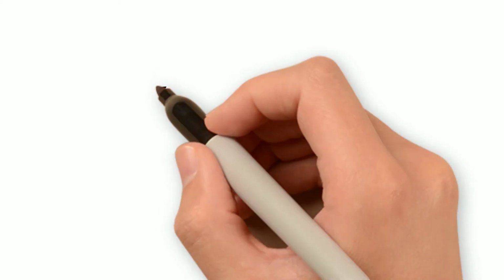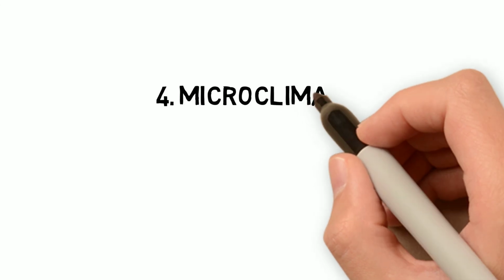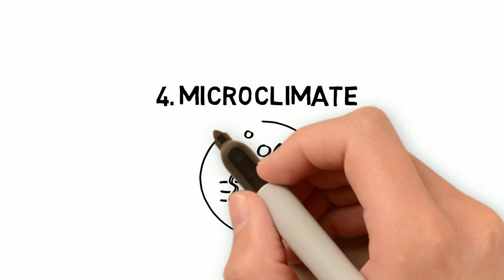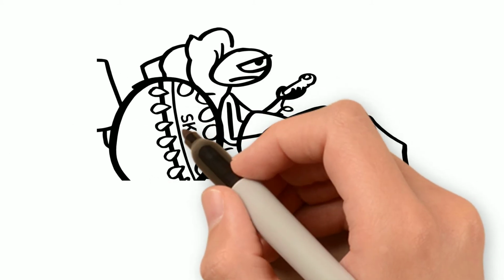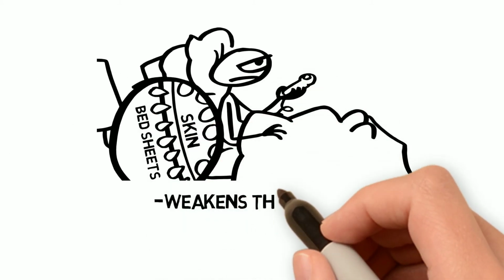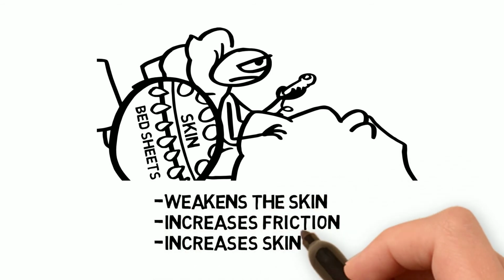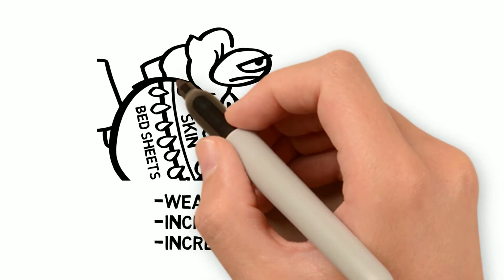But there is a 4th factor: microclimate. Microclimate refers to the temperature and moisture present between the skin and the bed or support surface. Moisture can weaken the skin and increase friction. Increased temperature can also weaken the skin and increase the likelihood of skin damage by external forces.